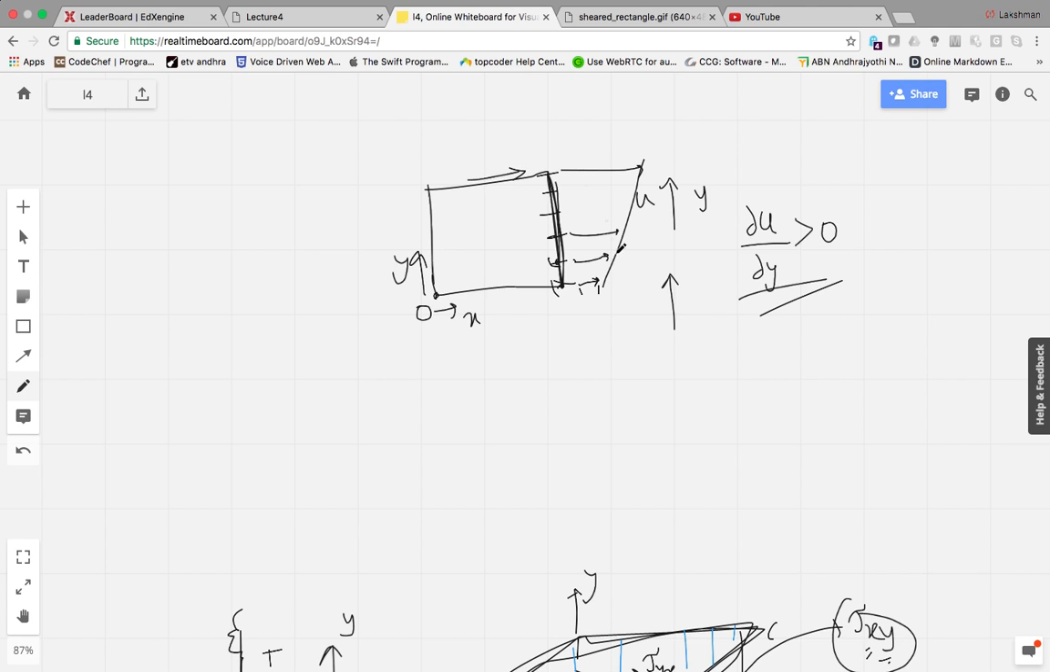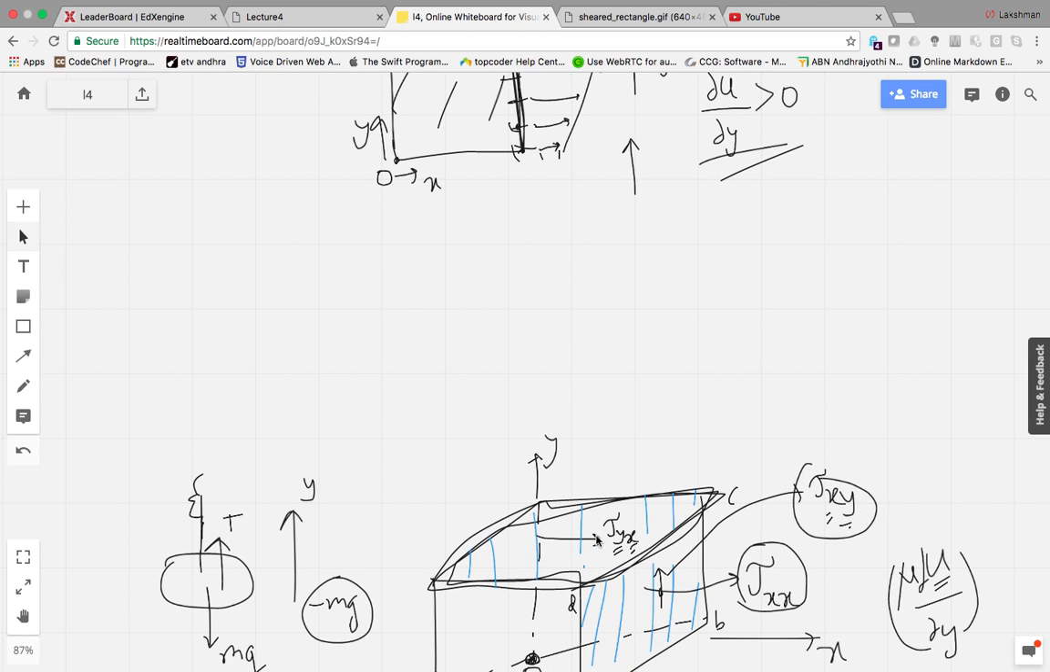Tau here is in this direction, tau. When you consider this element and there is another element on the top here, this element will move with some velocity and the top element will move with much more velocity. So the top element is actually trying to pull this one towards the right side. Since we are making a free body diagram for this particular element, the force acted on this body by the top body is towards the positive x direction. That is the reason why I have considered tau yx on the right hand side.